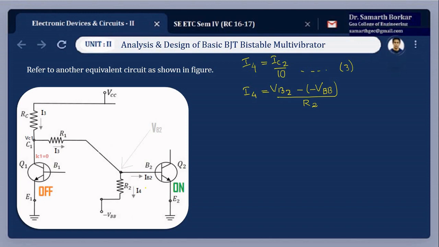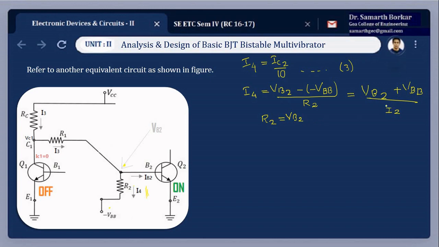Now, where is current I4? It's over here, passing through this resistor. Check out the two ends of the resistor. One end is VB2, the other end is minus VBB. This is the conventional flow of current. This terminal is already connected to minus of VBB. So the equation is VB2 minus of minus VBB by R2, which equals VB2 plus VBB divided by R2. So we can find the value of R2.